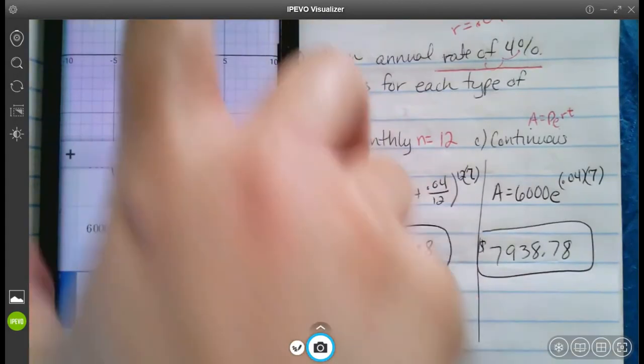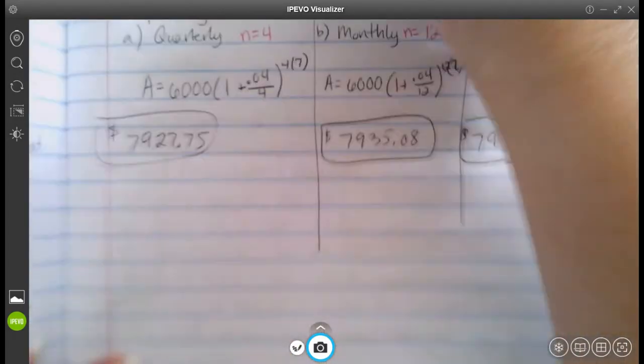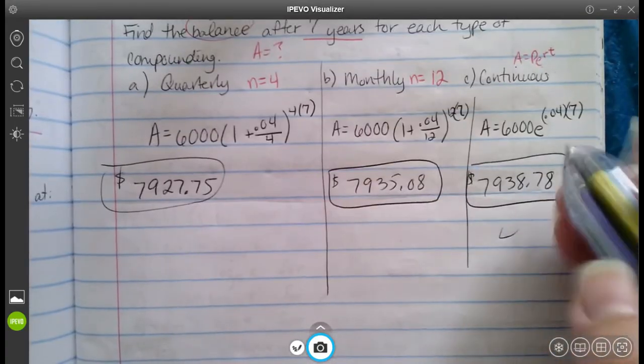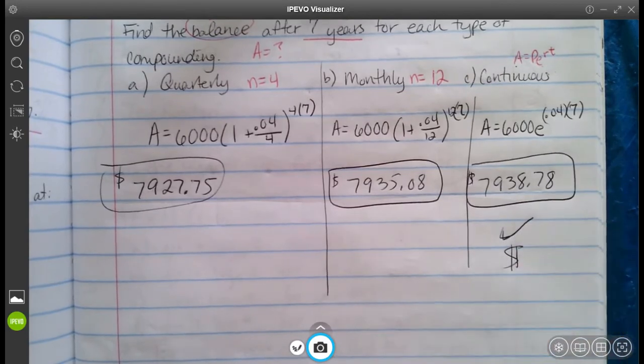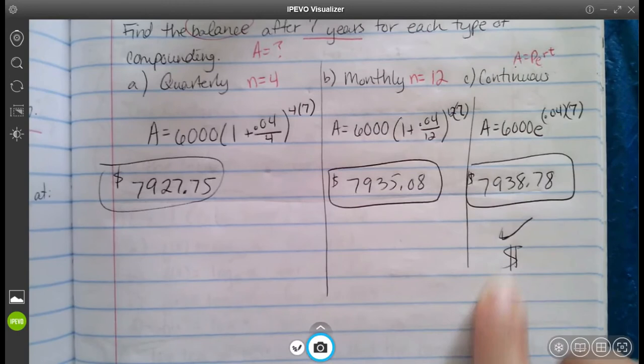Okay, so just a quick comparison. You can see that out of these three cases, this one is the one that pays the most money. And in general, you'll see that continuous compounding usually does offer more money.